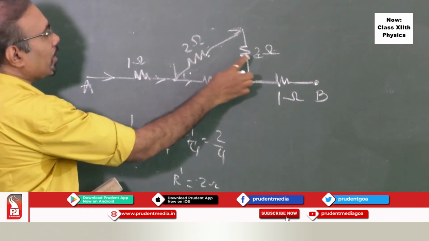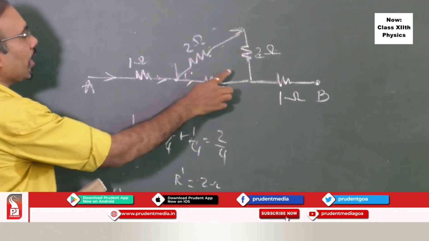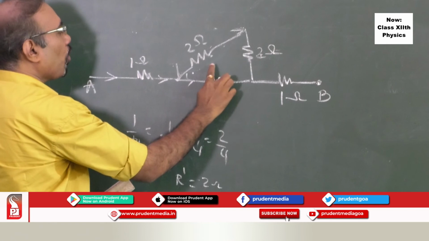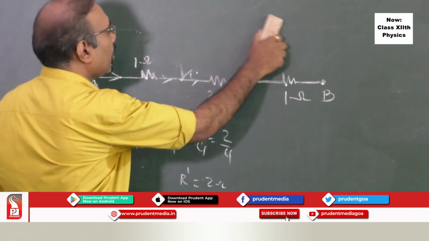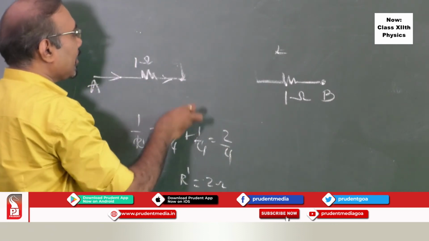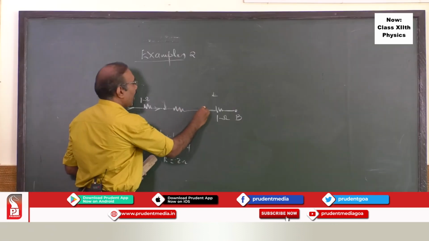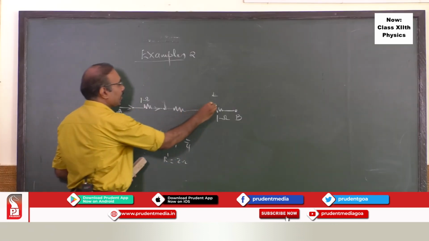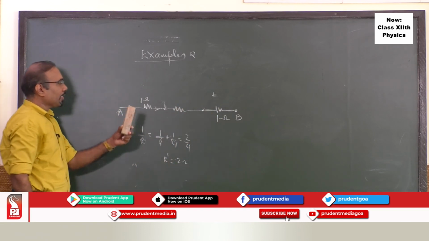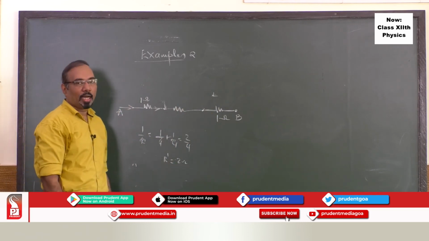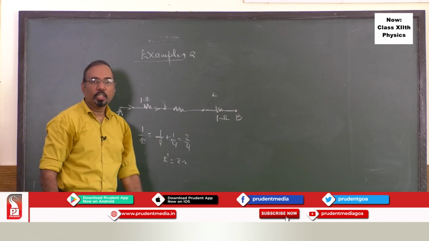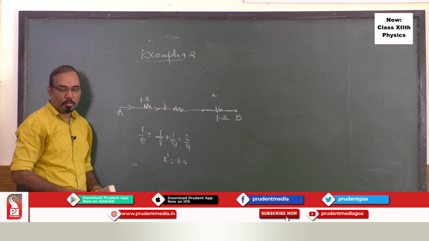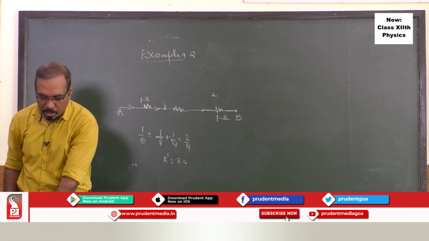This 2 ohm and this 2 ohm are in series, so you will get 4 ohm. That 4 ohm and 2 ohm are in parallel, which you solve to get the net resistance here. Finally you add up these resistances, and you will get the final resistance between A and B. This way you can solve a number of numericals based on this.